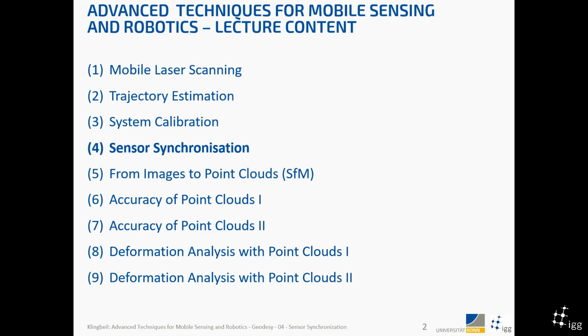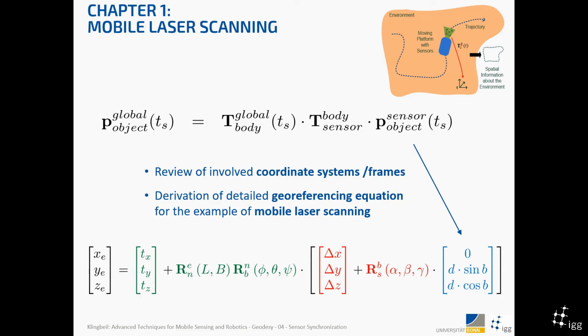We are now here at the fourth lecture, as I said, and what we've talked about so far was that in the first lecture we generally talked about laser scanning, mobile laser scanning, and I explained the georeferencing equation which holds for a laser scanner which is moved through the environment either on a car or maybe on a UAV, in order to generate globally referenced points and the transformation that needs to be done.